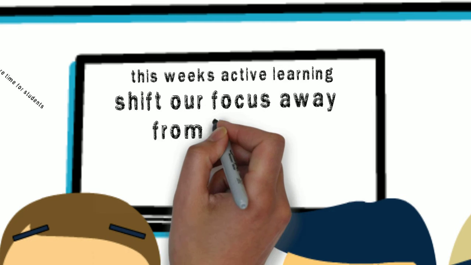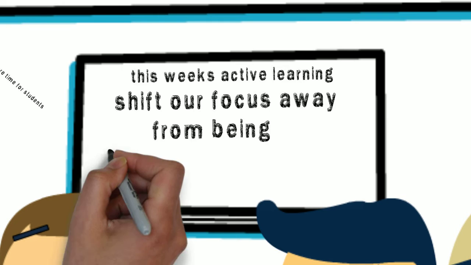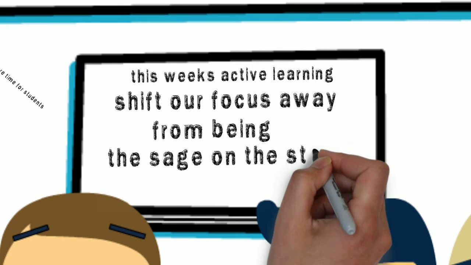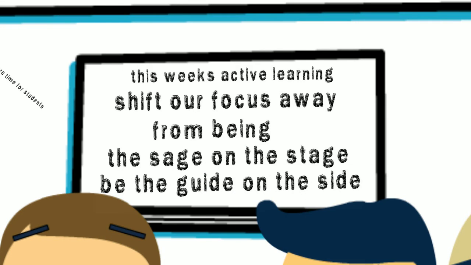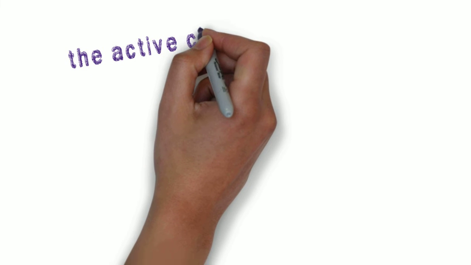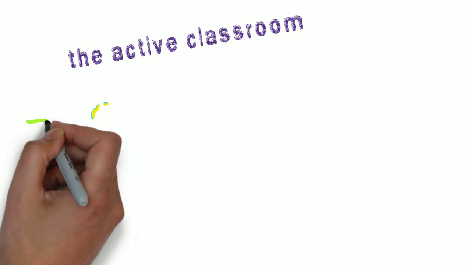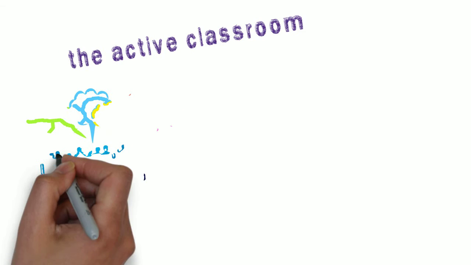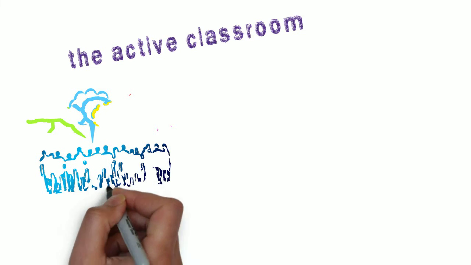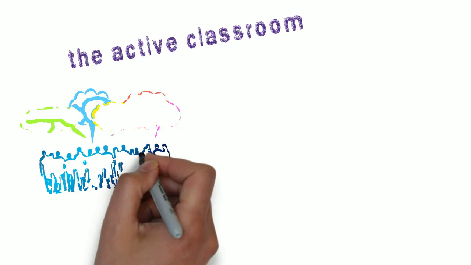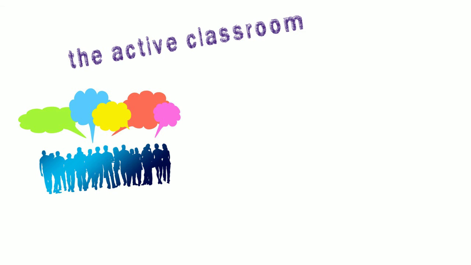As the students become more responsible for their own learning, we should also shift the focus away from us being the sage on the stage and move towards us being the guide on the side. The active classroom. This change in our focus can be put into practice through the in-class learning activities. These can be anything that best meets the learning outcomes for that particular session.